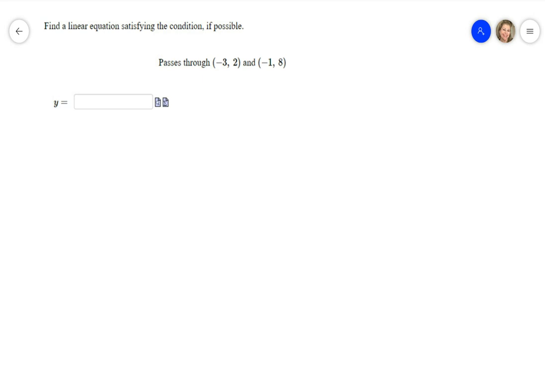Find a linear equation satisfying the condition if possible. Your line passes through -3, 2 and -1, 8. That's all they told me. And I also see that they've got my answer over here, y equal to. So right here, they're going to want this in the mx plus b form. They want it set equal to y. So I need the slope and I need the y-intercept.